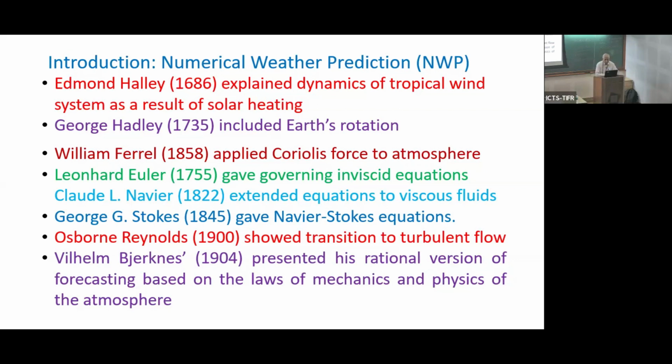In 1755 Leonhard Euler gave the governing equations for inviscid fluid flow. Inviscid fluid flow would mean flows that are non-viscous and incompressible. Then Navier in 1822 and Stokes in 1845 extended Euler's governing equations for potential flow to include viscous effects, and we have the well-known Navier-Stokes equation. Then Reynolds made the seminal contribution dealing with transition to turbulent flow sometime at the beginning of the 20th century. And of course, this is where we start.